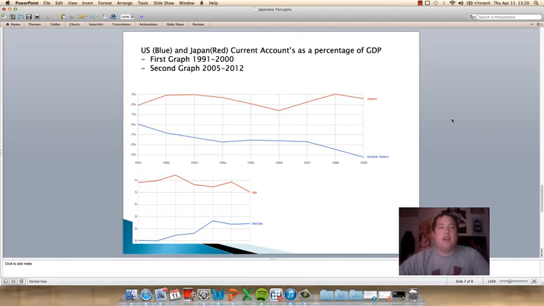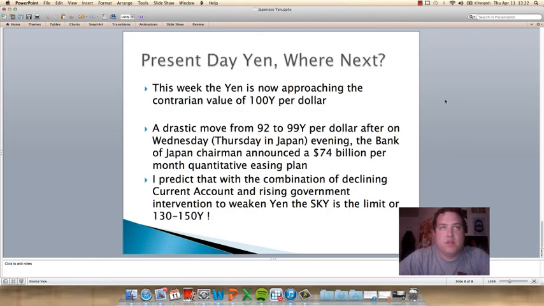Now, if you look at the bottom graph, the second graph, it is showing 2005 until present time, with a similar outlook to 1991 to 1996 in Japan's current account schedule, and a similar outlook except inverse for the United States, where they are actually coming out of a current account deficit. Now, Japan's current account is about to go below that 2% threshold. And when it does, the currency tends to go up.